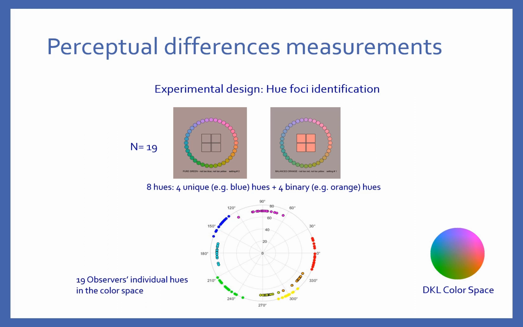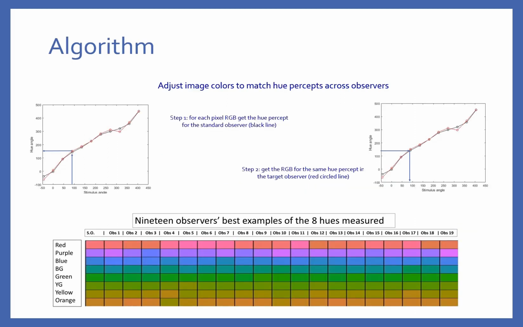And here we can see how the 19 observers' individual hues vary a lot from one to the other. Each patch is a different observer, and some hues vary more than others. This variability can be seen also in this palette, but before I show you, let me explain how we apply this measurement in the algorithm we created.